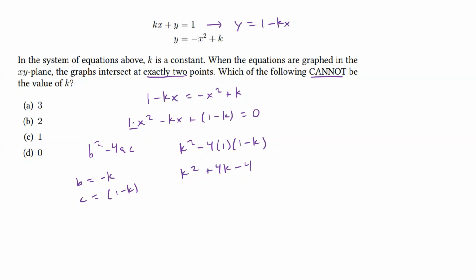Again, in order to have two solutions, we need the discriminant to be positive. We see that the discriminant will be positive if k is 3, 2, or 1. But the discriminant will not be positive when k is equal to 0, because 0 squared plus 4 times 0 minus 4 is negative.